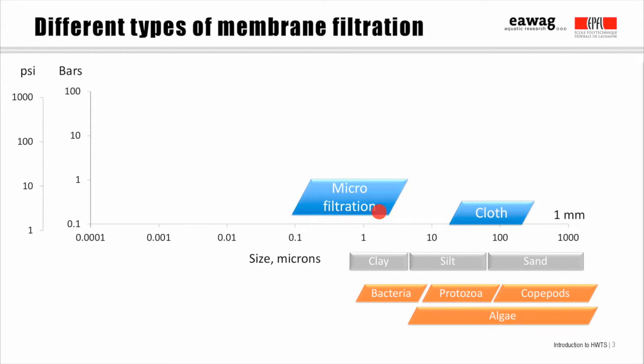Now, microfiltration typically requires less than 1 bar of pressure. Since the pores are large, it's easy to filter water quickly, and you can typically get several hundred liters per hour from a square meter of membrane.